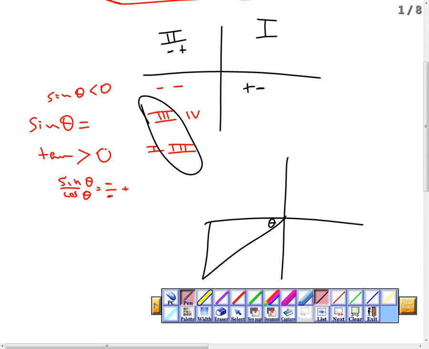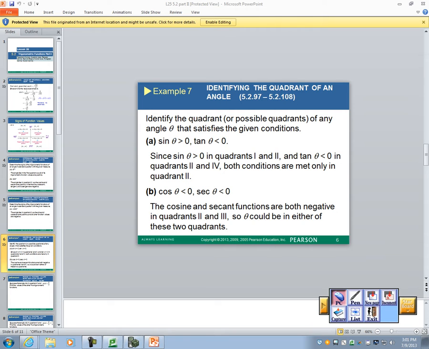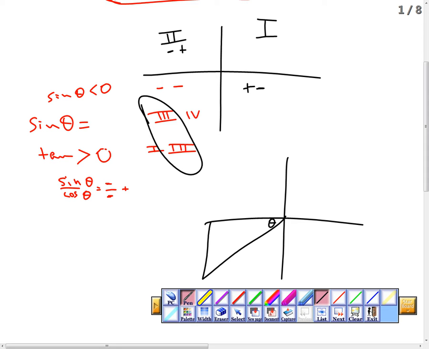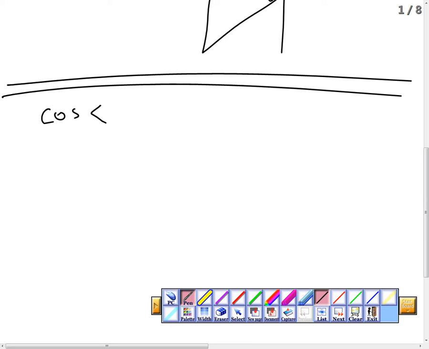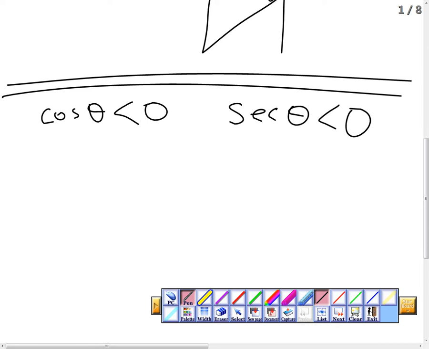All right. Cosine is less than 0. Secant is less than 0. Okay, so now we have cosine theta is less than 0, and secant is also less than 0. Determine what quadrant we're operating out of. They kind of threw that in there, that's interesting. This one may actually be more than one.